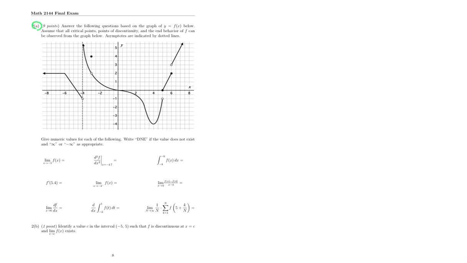So first one, we have the limit as x approaches -3. So here we have -3. We approach this point here, which is 2. So our first answer is going to be 2.